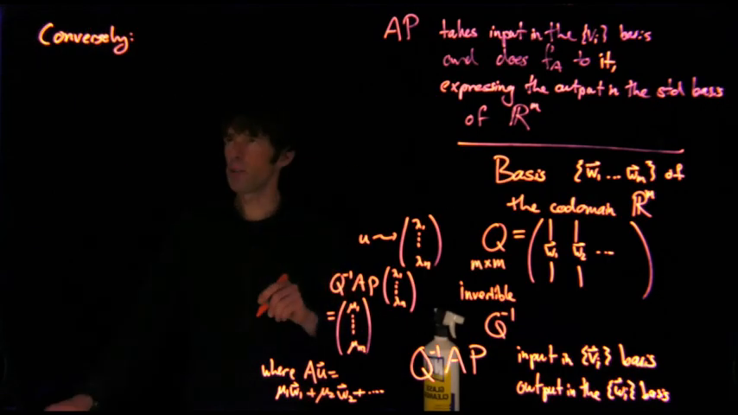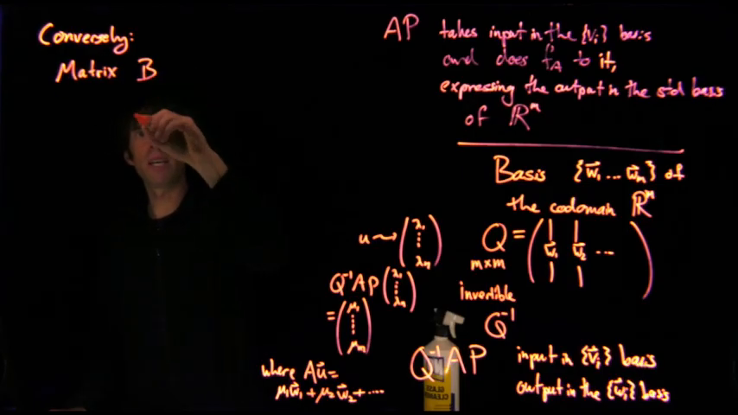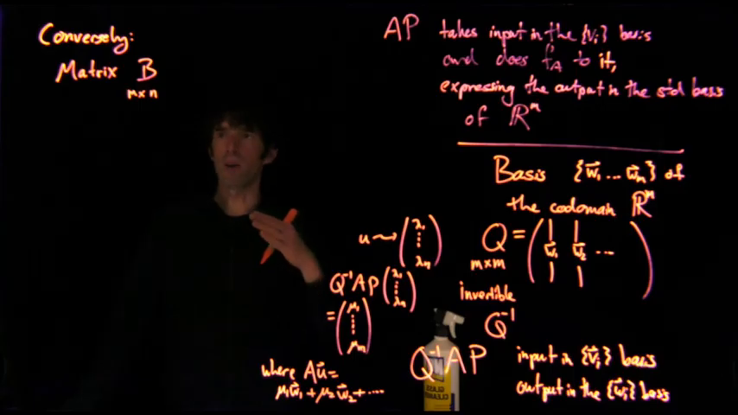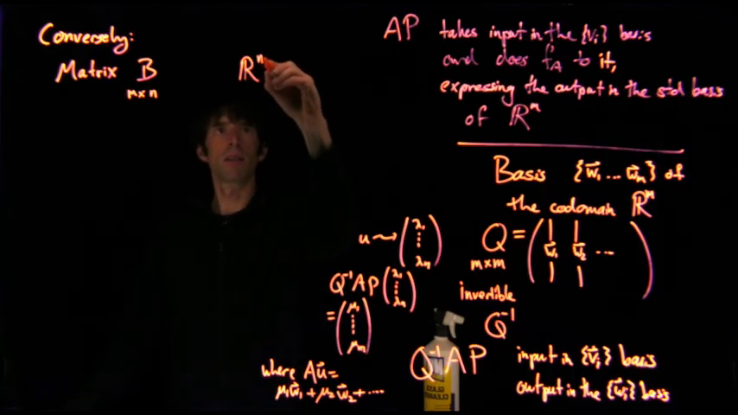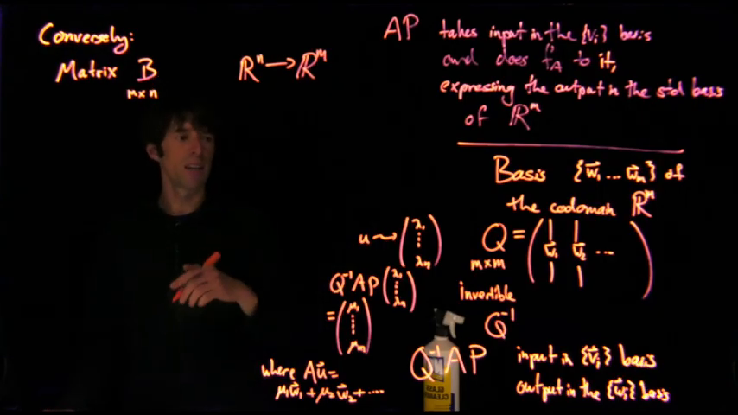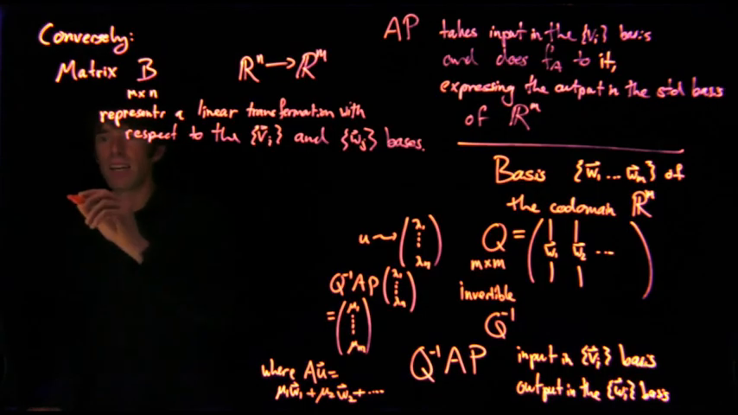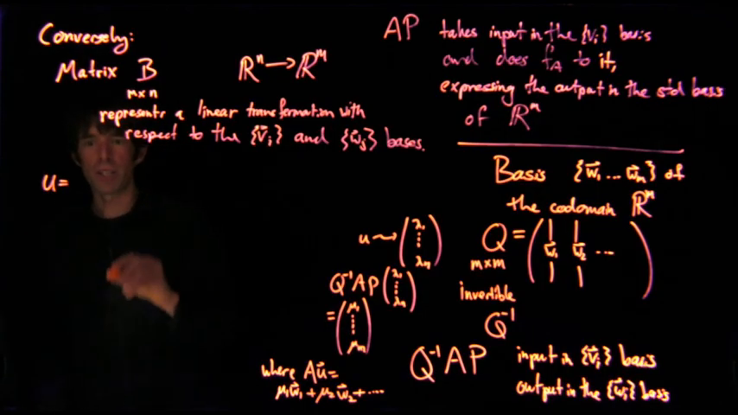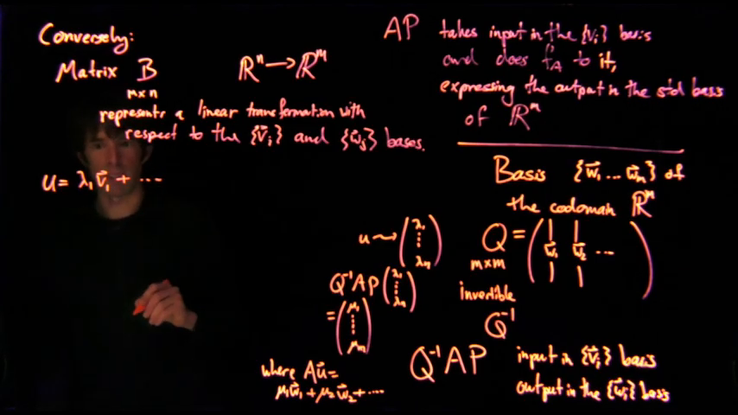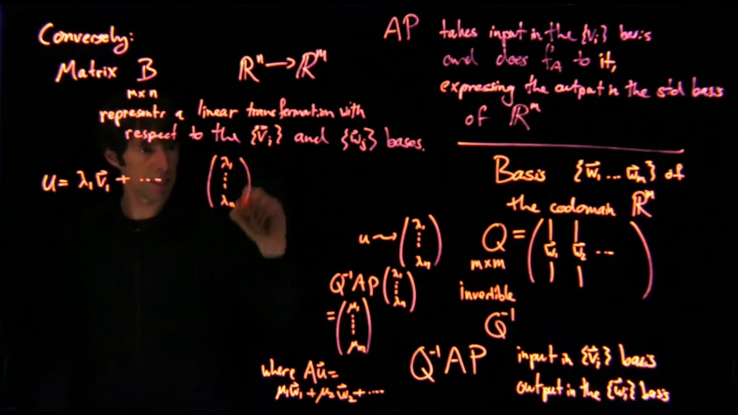Now we can also do this a little bit in reverse. So we can do the opposite. We can do the converse here. So suppose we have a matrix B, which is m by n. So this represents a linear transformation from Rn to Rm. But let's suppose that this matrix B represents a linear transformation with respect to the v and w bases. So what I mean by this is if I have a vector u, which is represented in the v basis by a bunch of lambdas, so it's lambda 1 times v1 plus dot dot dot. So I'm representing it as a vector like this.